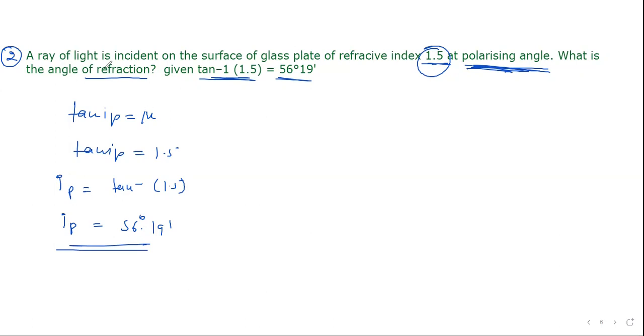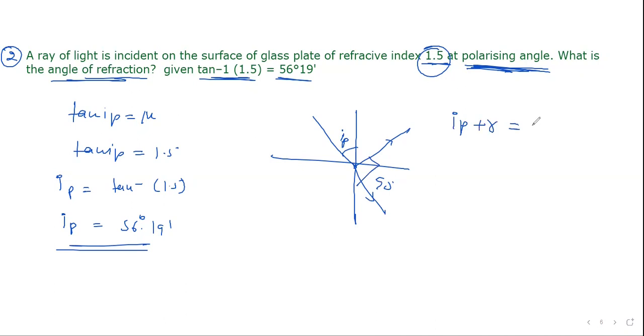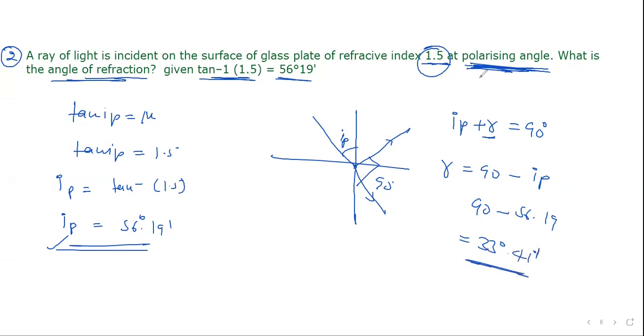We have to calculate the angle of refraction. Here we have learned a very important concept: when light is incident at the polarizing angle, then the angle between the refracted and reflected ray is always 90 degree. Or we have learned that IP plus R should be equal to 90 degree. Here the polarizing angle we know, so we have to calculate R. So this should be 90 minus IP, 90 minus 56.19. This should be nearly equal to 33.41, that is 33 degree and 41 minutes. So this is your answer. Correct? Okay, let's move to the next question.